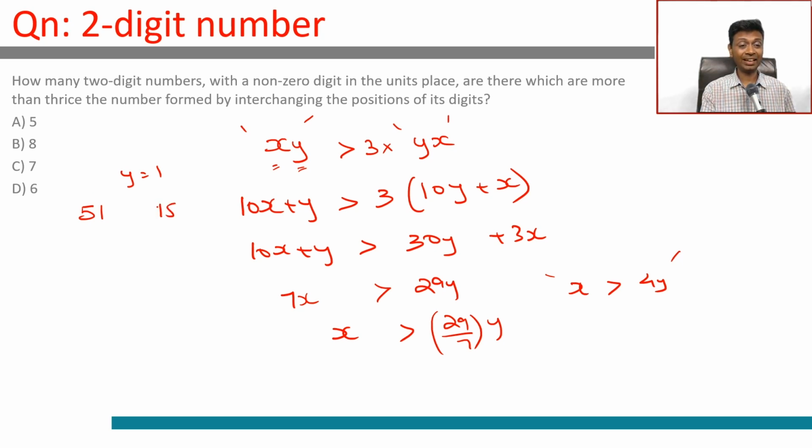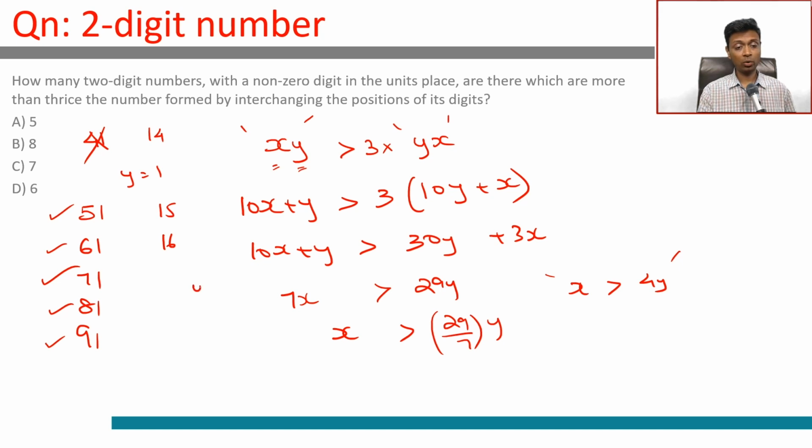51 is greater than 3 times 15. This works. 61, 3 times 16. This will work. 71, 81, 91. All of these will work. Let's just check 41 as well. 41 and 14. 14 times 3 is 42. This doesn't work. These 5 numbers work.